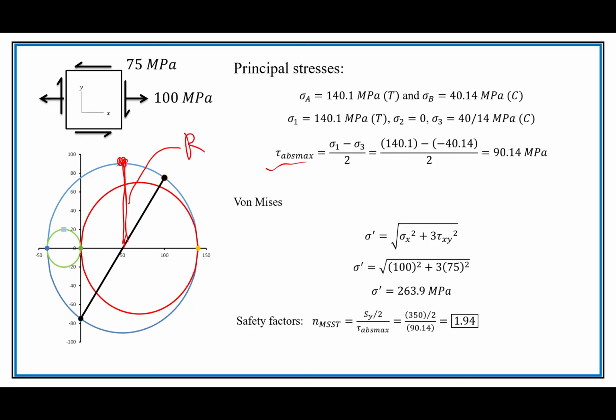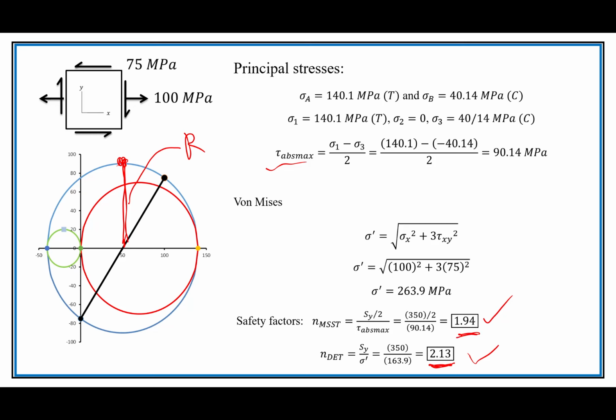Now we do the most important thing, which is to find the safety factors. First, the maximum shear stress theory is just the yield strength, or the 350 divided by 2, to make it into a shear yield strength, and then divide that by the abs max, and we get a 1.94. And now we just have to compare the von Mises stress and the yield strength. And you can see that we have a slightly larger value of our safety factor.